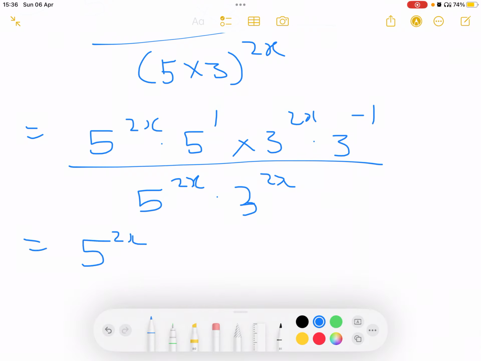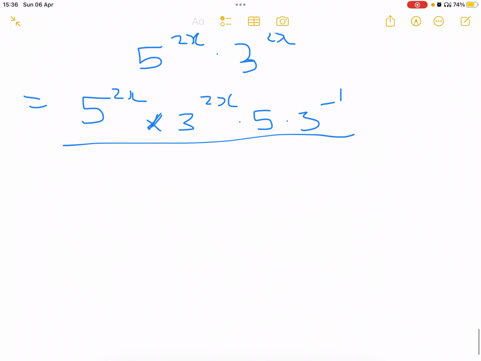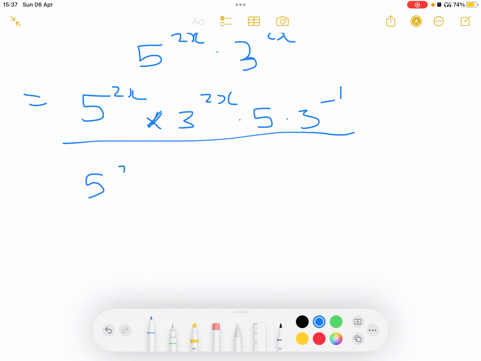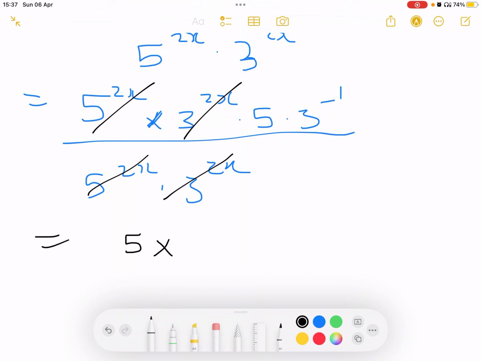Okay. Now we can isolate the ones that look the same from the top and the bottom. So it's 5 to the power of 2x multiplied, because these are multiplication, you can just swap or interchange, I don't know what correct term should be used, but 3 to the power of 2x multiplied by 5 times 3 to the power of negative 1 all over 5 to the power of 2x multiplied by 3 to the power of 2x. And then I can divide these ones in order to have a 5 multiplied by 3 to the power of negative 1, which is the same as 5 times 3 to the power of 1 over 3. And this becomes 5 over 3.